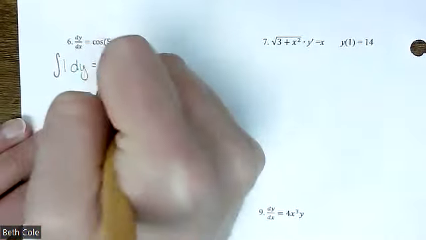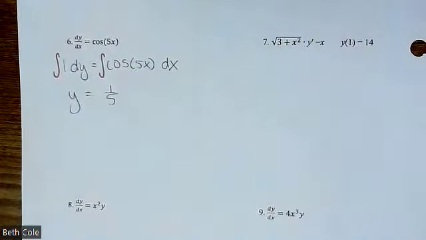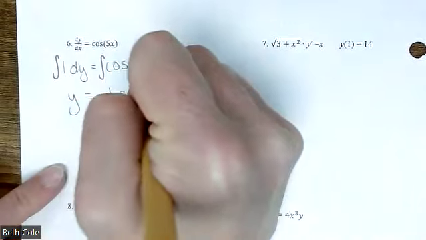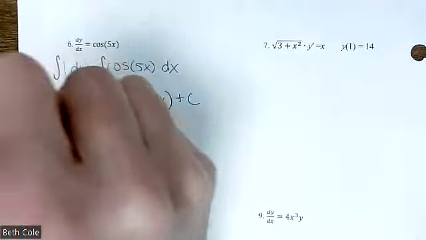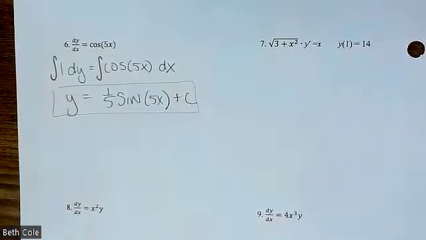So you're going to have y equals 1/5. What's the antiderivative of cosine? We already did this one. Good. So sine 5x, and then at the end, let's see. No, it's not. And I actually recommend you don't write it out. Be as lazy as possible to get the right answer.